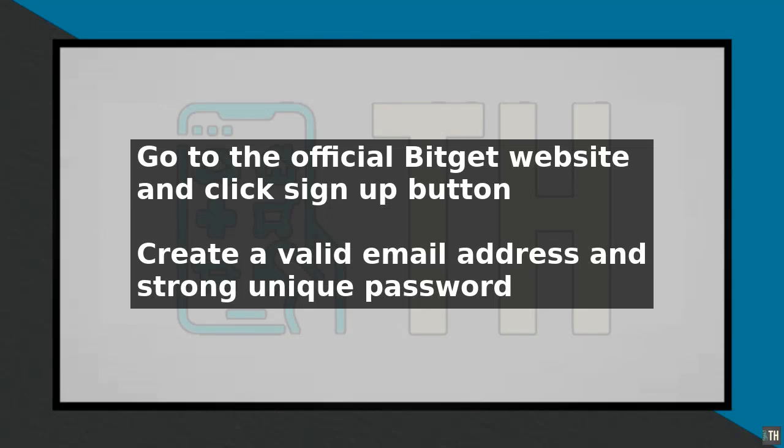To set up a Bitget wallet, start by going to the official Bitget website and clicking on the Sign Up button. You will be asked to provide a valid email address and create a strong password. It is essential to use a unique and complex password to ensure the security of your account.